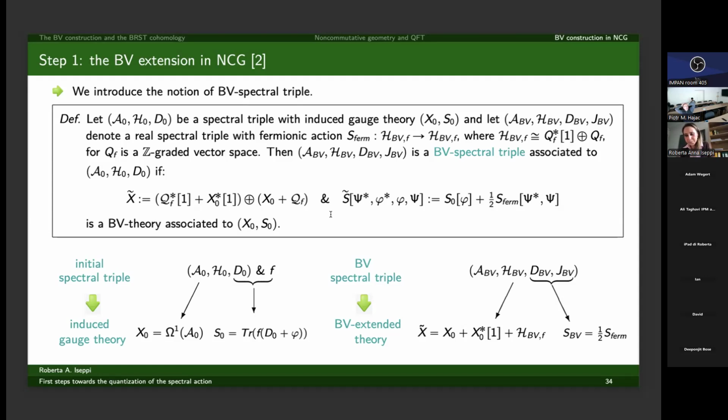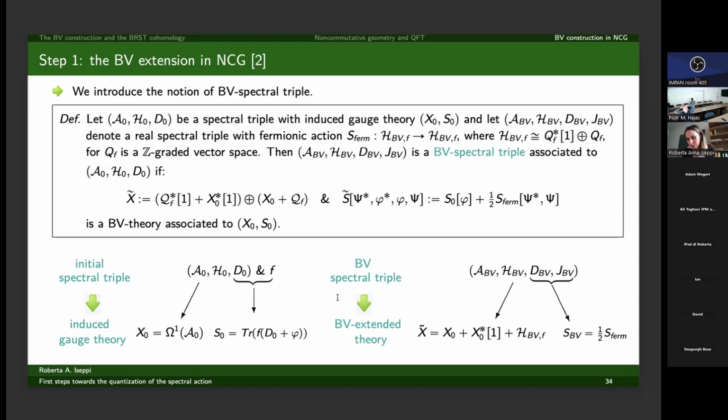But I'm also confused. Here you have an initial spectral triple A0, H0, D0. And then I go to this line and everything looks classical, X0, S0. So are they spaces? I don't understand the relation between this and X tilde. Yes, so maybe the diagram can help. This is the initial spectral triple. And this X0 is defined to be your inner fluctuations, so it is your gauge fields. Okay, now that answers my question. And your S0 is just the spectral action.